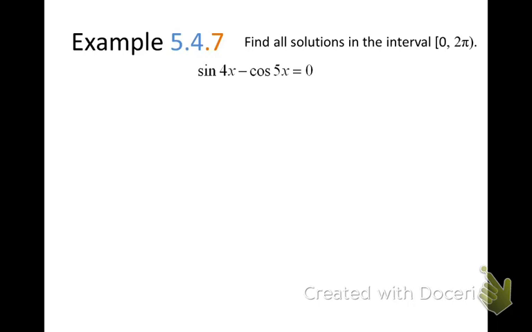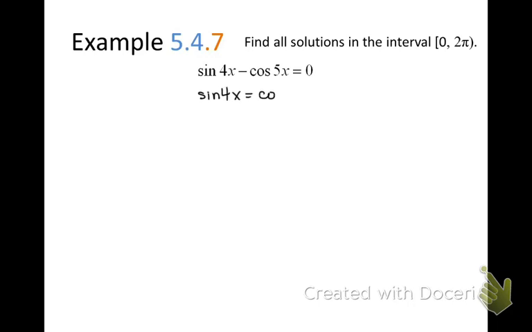So here, what I'm going to do is instead of trying to break these down to be matching angles, I'm just going to say, whatever, that's too tricky. I'm going to deal with the fact that I've got a sine and a cosine. I'm going to set my sine of 4x, and I'm going to move over my cosine of 5x.